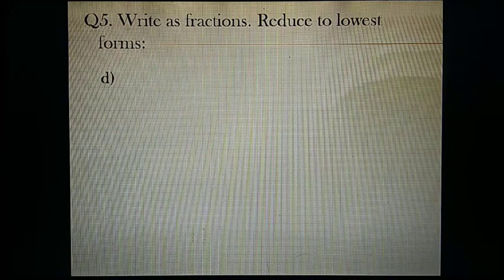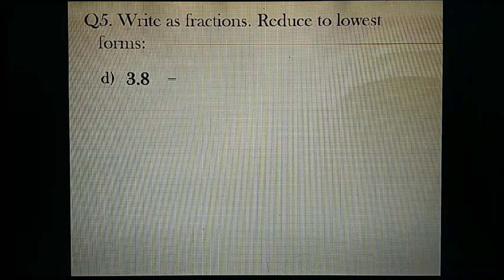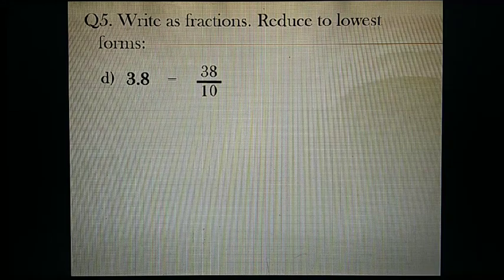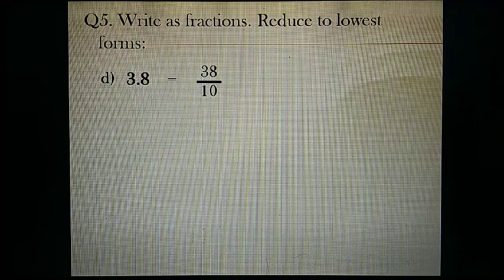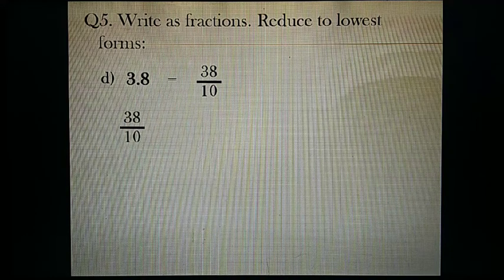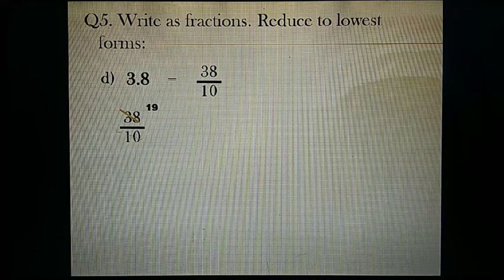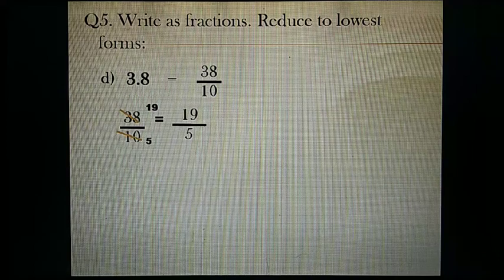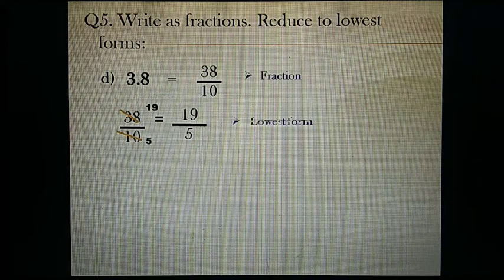Next is 3.8. One digit after the point. So 10 in the denominator. 38 upon 10. Common factor is 2. 2 19s are 38, 2 5s are 10. That is 19 upon 5. 38 upon 10 is a fraction. 19 upon 5 is the lowest form.